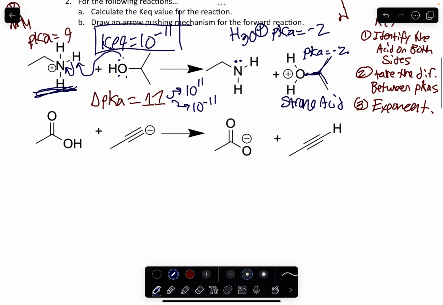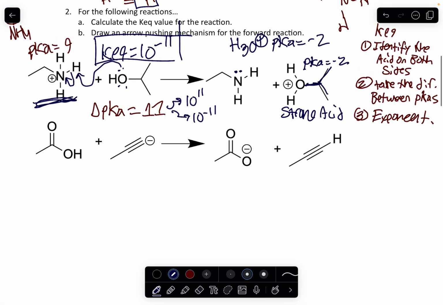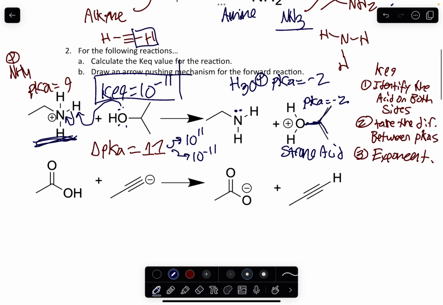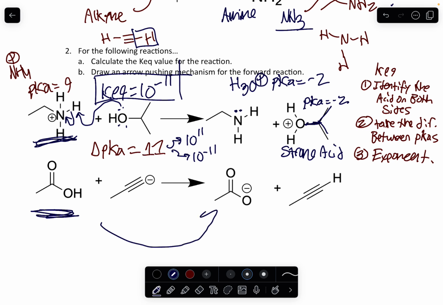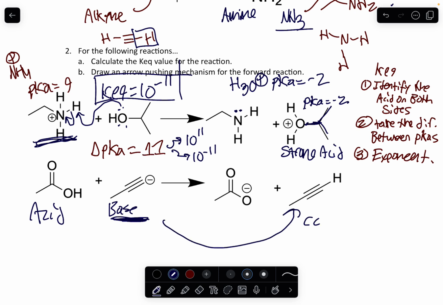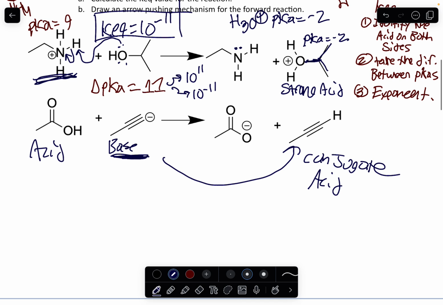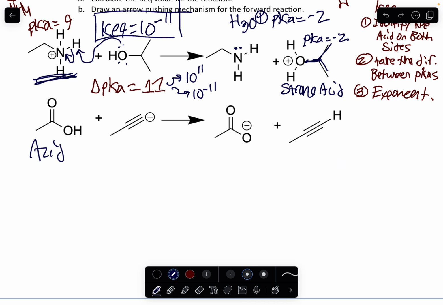Now we can focus on the second problem, calculating the KEQ again. We have to identify the acids and the bases on both sides. Here, the carboxylic acid is losing a proton. That means, in this case, this is going to be the acid on this side. In this case, this is going to be the base for the first reaction, meaning that this is going to be the conjugate acid. So this is the acid for the reverse reaction. So there we go, this is going to be our acid too.